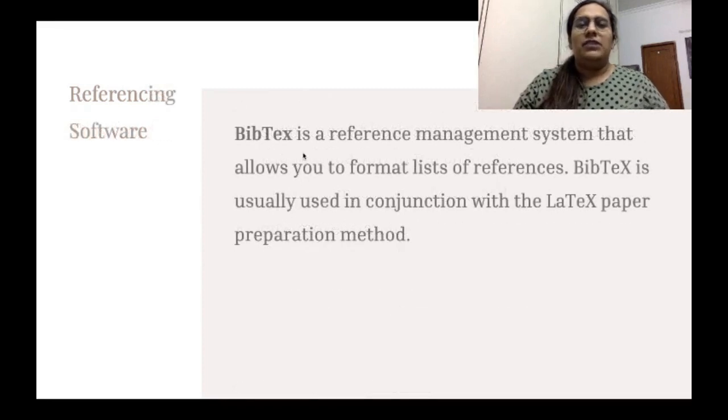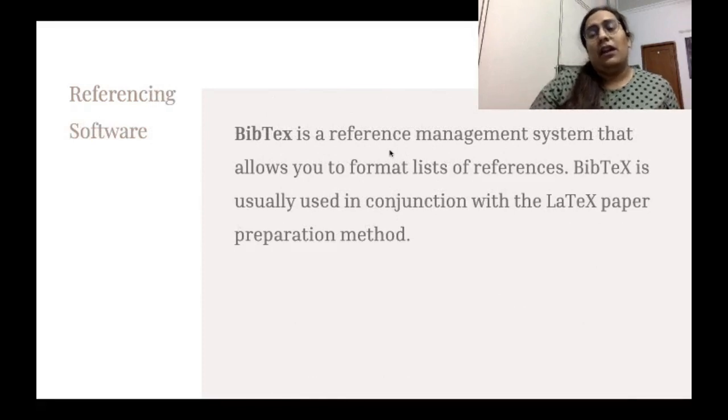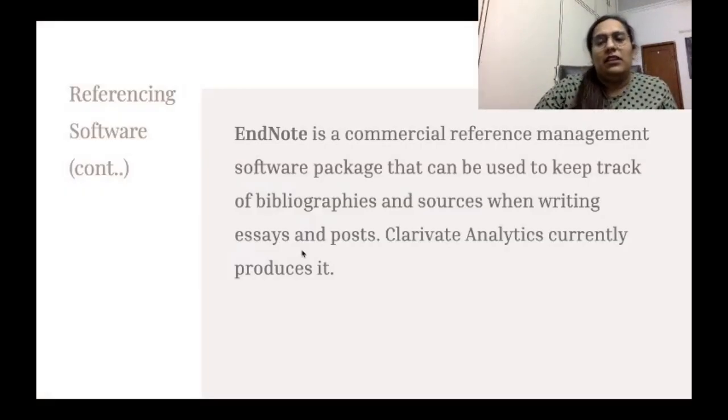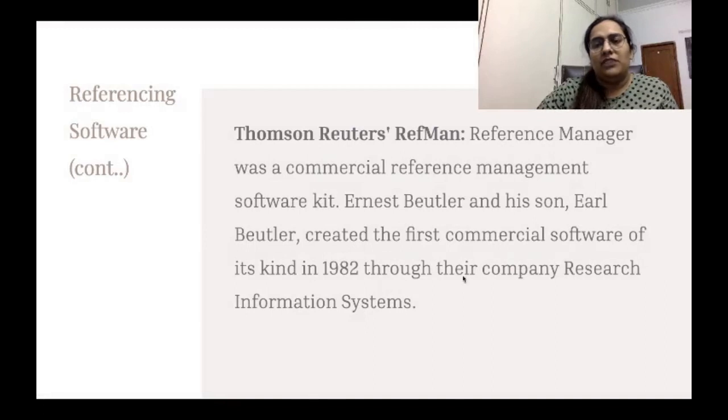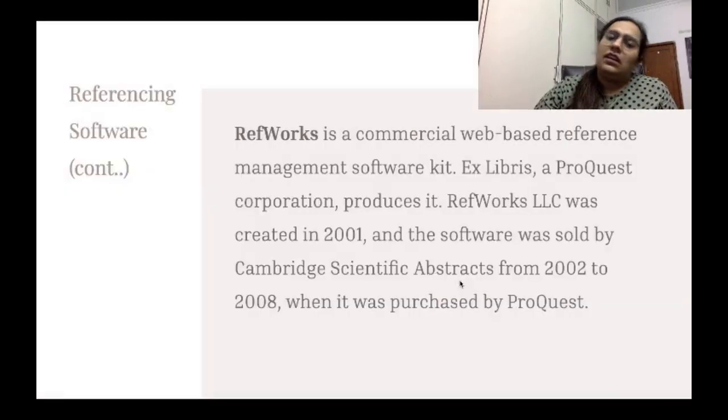referencing software. BibTeX is a reference management system that allows you to have a listing; it is basically a LaTeX paper preparation method. EndNote is a commercial reference management software. It helps in many bibliographical referencing management tasks. The next is RefMan, which has the same methodology and helps in the same referencing formulation. It's a free one, and RefWorks is also free software. Try to have it.